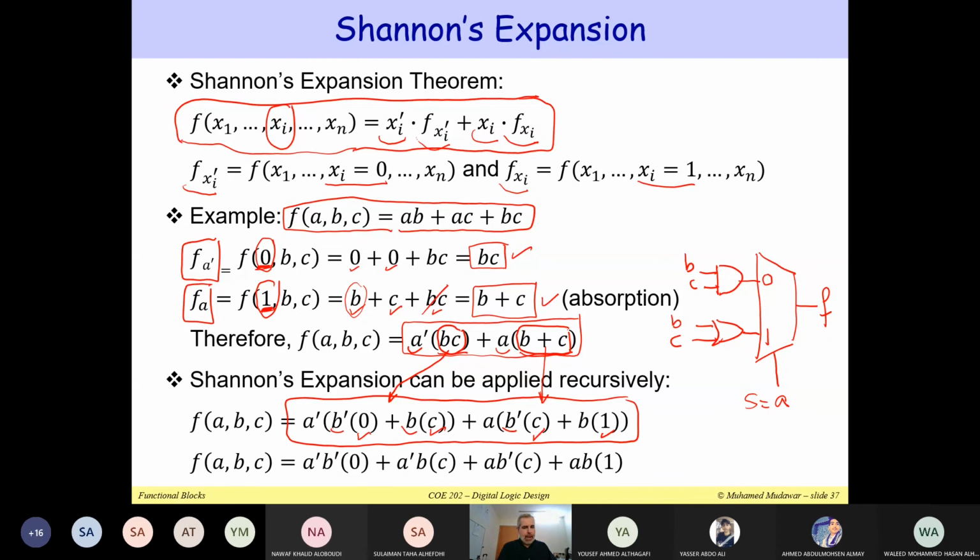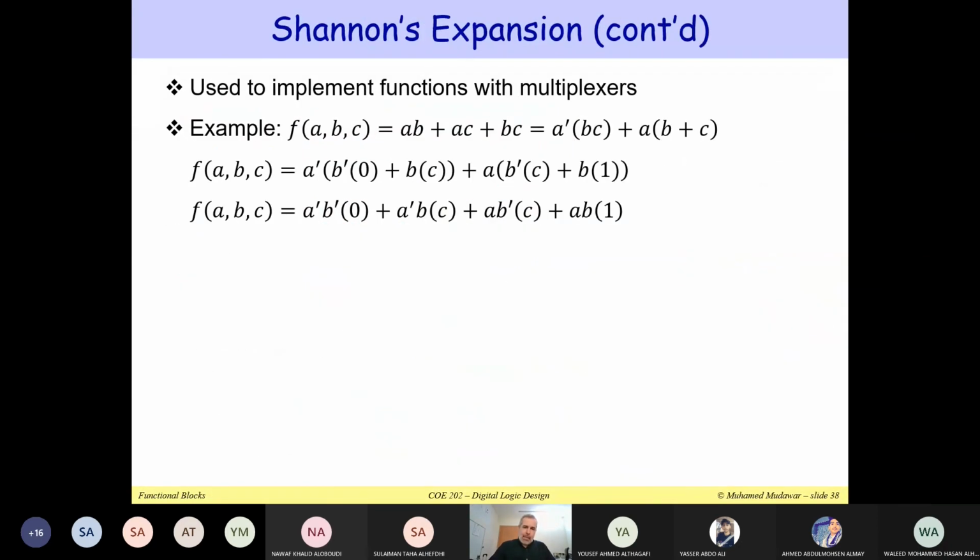Now if you apply the distributive property, then you get here A prime and B prime and 0. You get A prime and B and C. You get here A and B prime and C, and you get here A and B and 1. So basically you get this expression. So now notice that we have expanded with respect to A and B. So let me copy this to the next slide. So now we have obtained these two expressions for the function f.